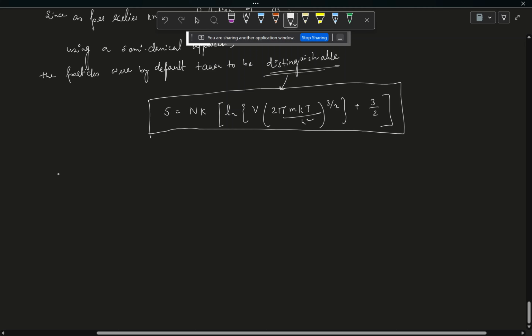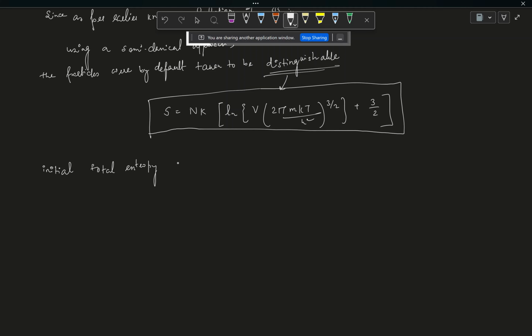Okay, so then as per this formulation, the initial total entropy S initial is equal to the summation of the individual gases' entropy. Now let's try to calculate this for mixing two same ideal gases by this formulation of distinguishable particles.